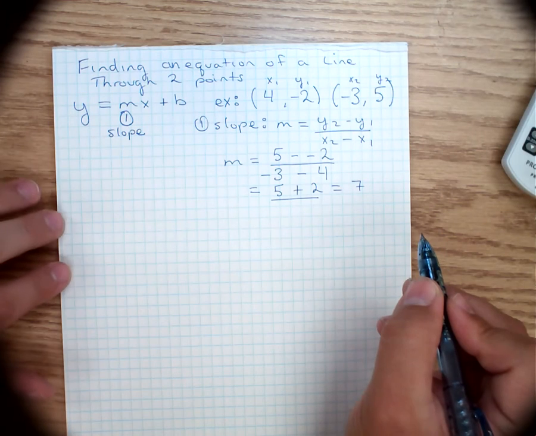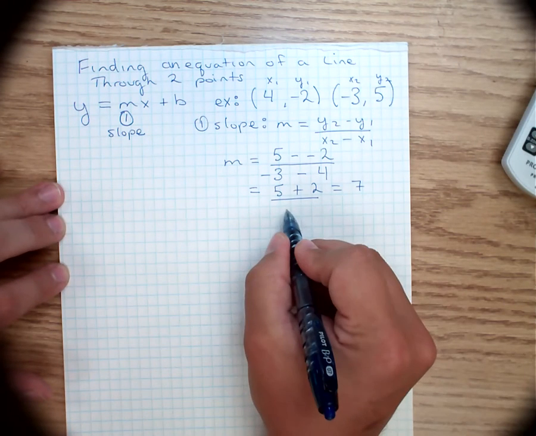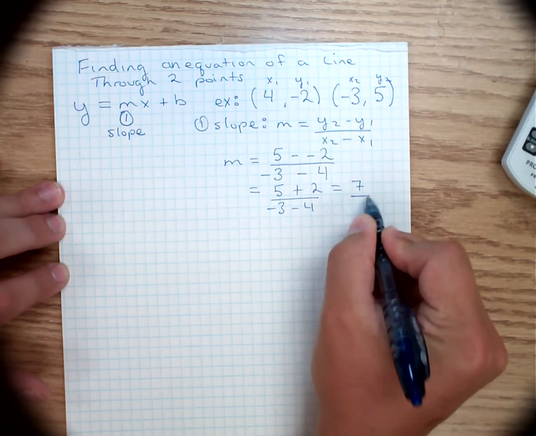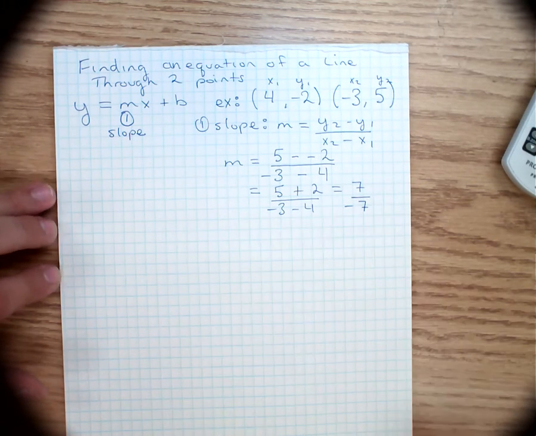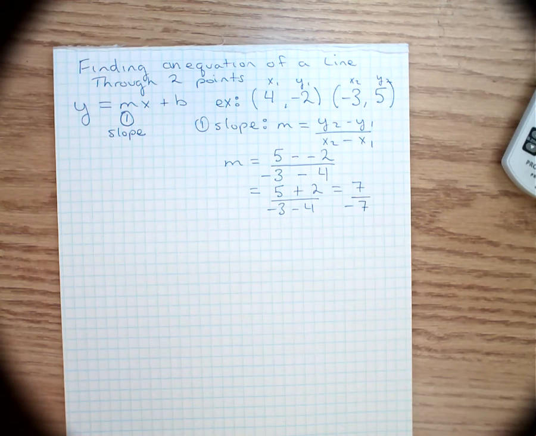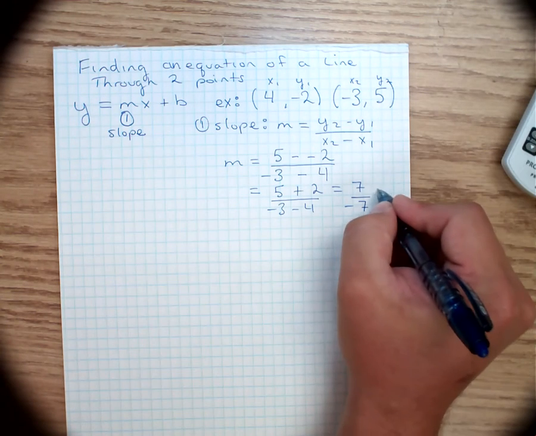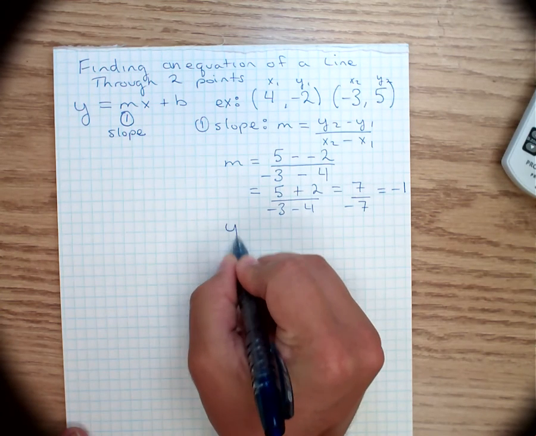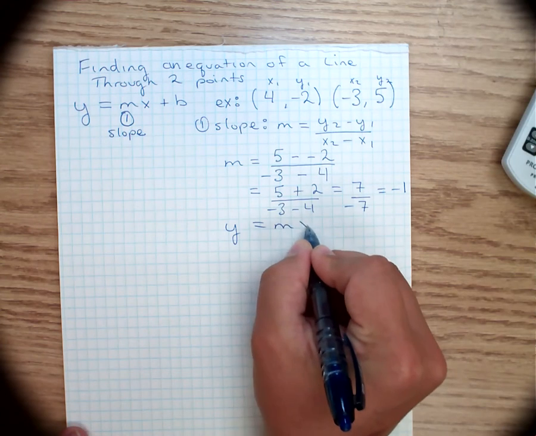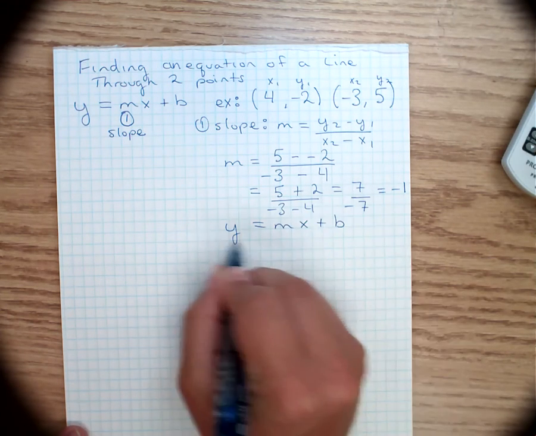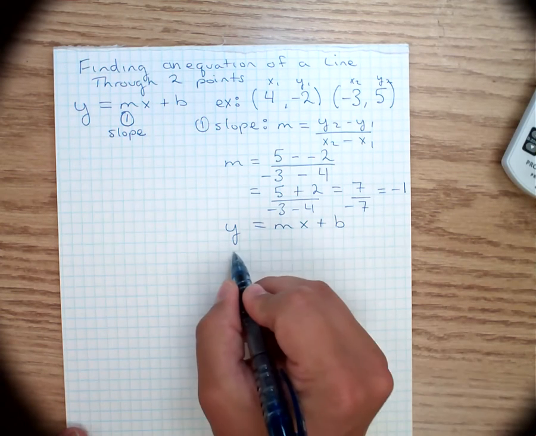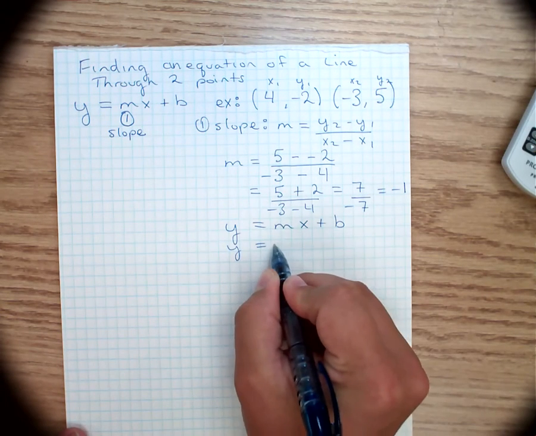Now that -3 minus 4 will be -7. So what will my slope end up being? -1. So here's what I know so far. I know that I can replace which part of my base equation? I can replace m because my slope is -1.